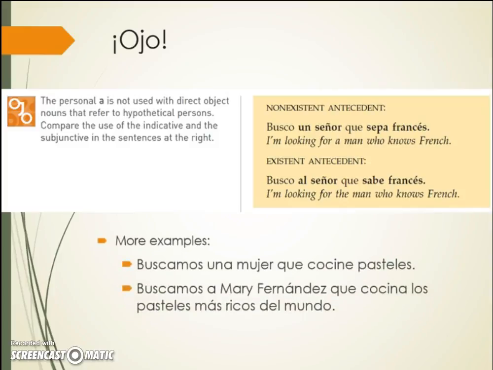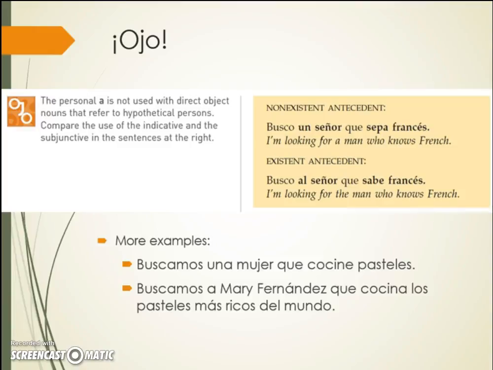Here's a couple more examples just to clarify this a little bit more. Here we're looking for a woman that cooks sweets, pastries, okay? So we don't care who, we're just looking for someone who does. So buscamos una mujer. She doesn't exist particularly, so she doesn't get a personal a. However, the next one, we're looking for Mary Fernandez. And Mary Fernandez, she's got a name, she's a real person. She cooks the best pastries in the entire world. So buscamos a Mary Fernandez que cocina los pasteles más ricos del mundo. So you can see there, cocina is in the indicative, and Mary Fernandez gets a personal a.